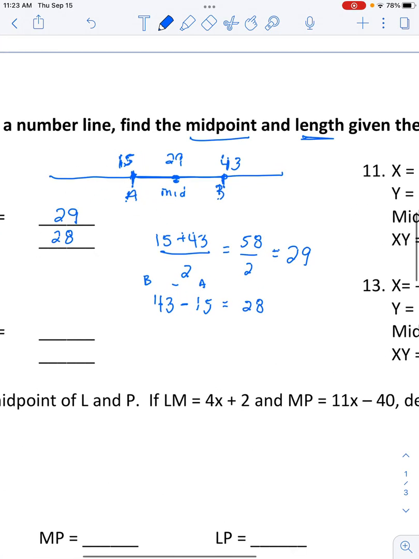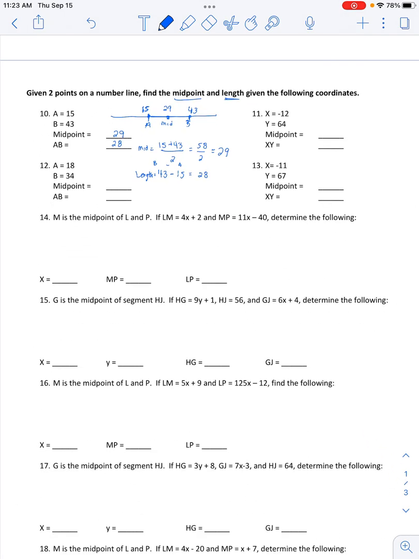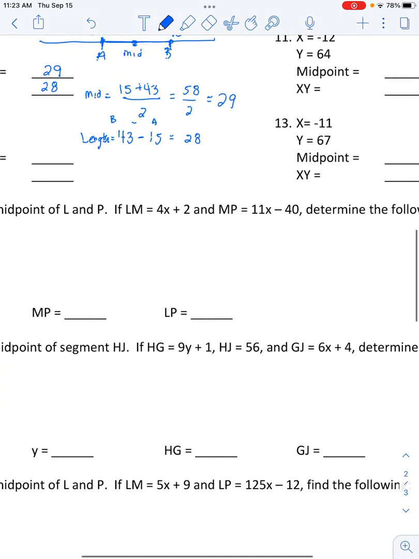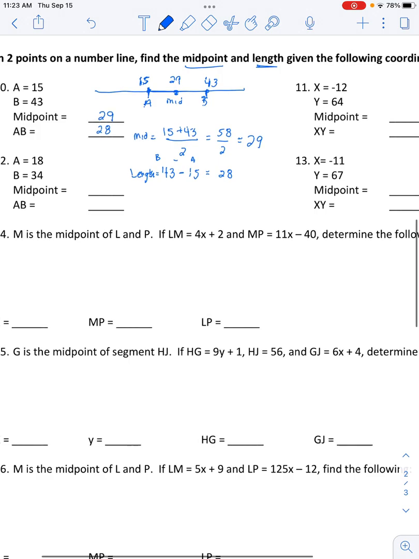So again, midpoint: add them up, divide by 2. The length: just subtract the higher minus the lower, the right number minus the left number. And then lastly, for the algebraic expressions, it's kind of the same thing, just we have unknown values. We have algebraic expressions for these.